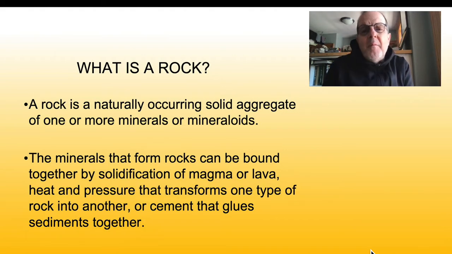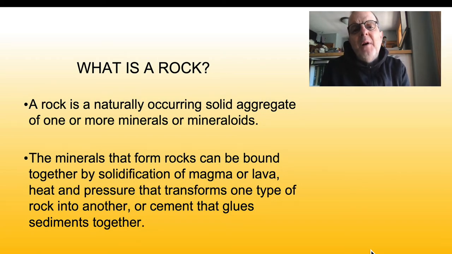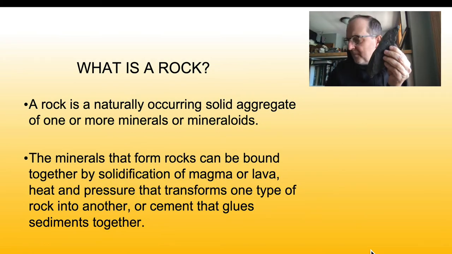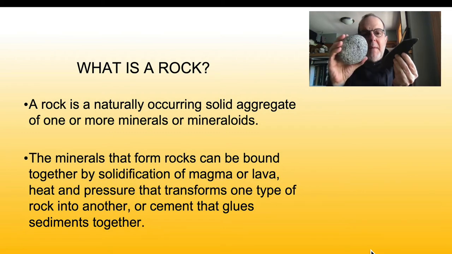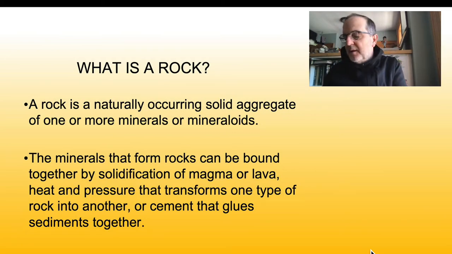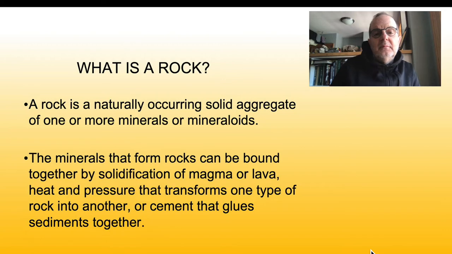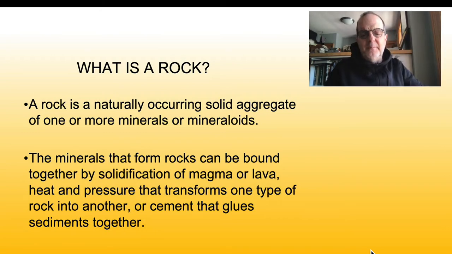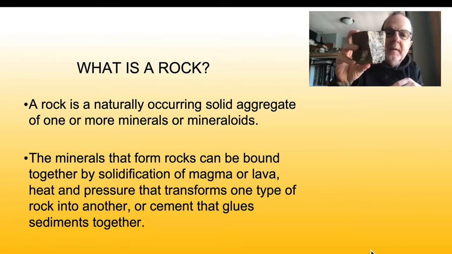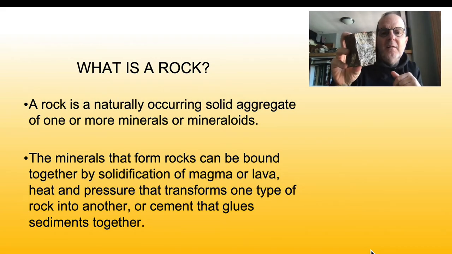The minerals that form rocks can be bound together by solidification of magma or lava. From lava, from magma. They can form from heat and pressure, transforming one type of rock into another. This is a metamorphic rock that had once been a sedimentary rock.